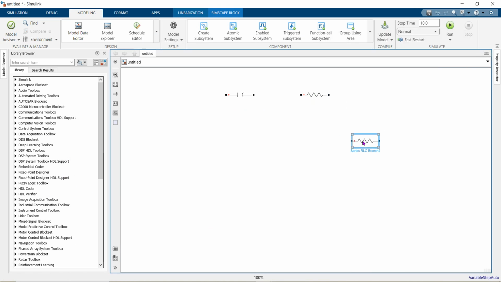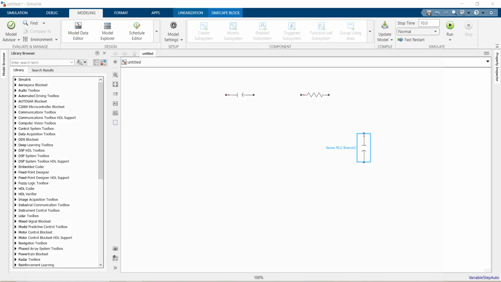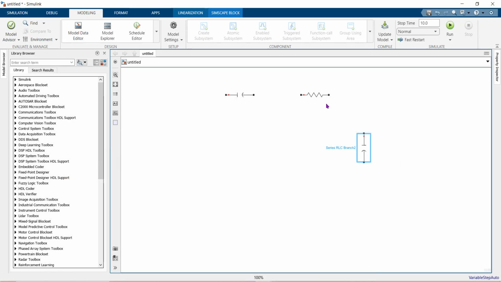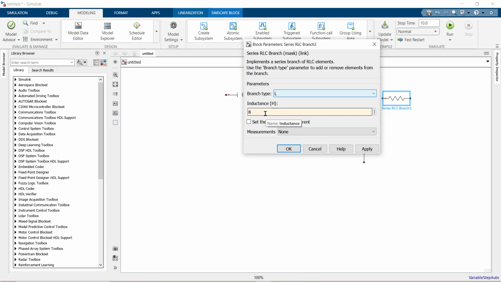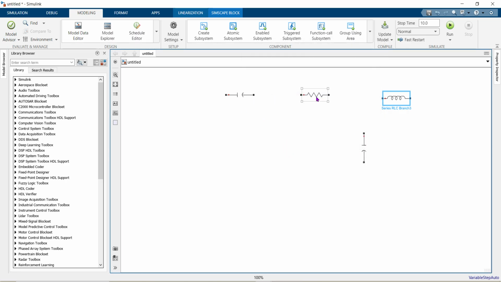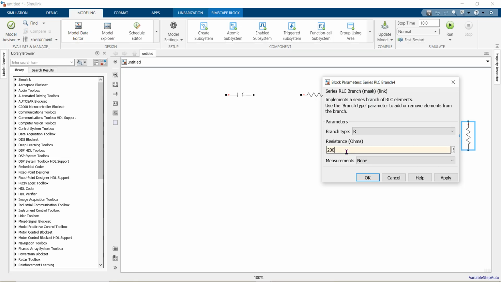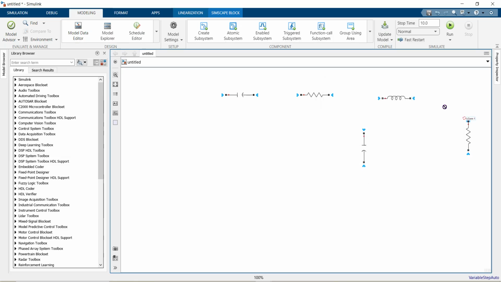Similarly, the second capacitor will be here, and its value is the same, 1 millifarad. Then we need an inductor, and its value is 8 henry. The last one is a resistor, and its value is 200 ohm. Click OK. Now connect the circuit to make the desired circuit.